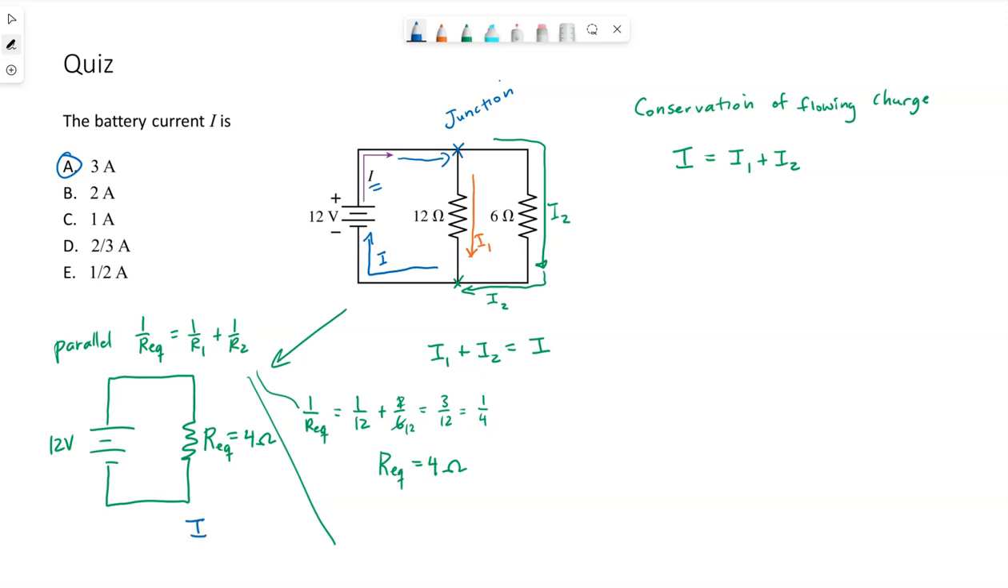The current then that comes out of the battery, goes around and comes back in, this battery current will be the potential difference across the resistor, which is the battery's voltage, over the resistance. So 12 volts over 4 ohms is 3 amps.